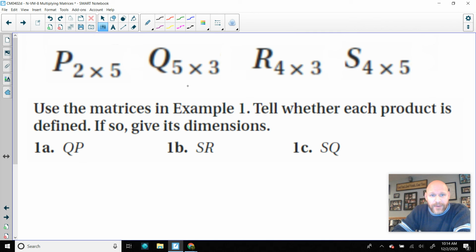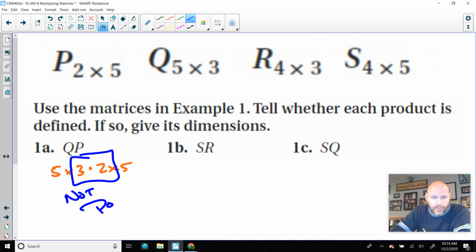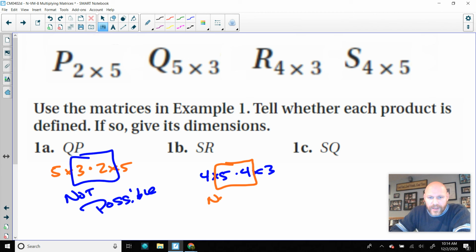If we're doing Q times P, I'm going to start with Q, which is a 5 by 3 matrix. I'm going to multiply P to it, which is a 2 by 5 matrix. The numbers in the middle do not match. Not possible. Perfectly good answer on a quiz. S times R. S is a 4 by 5. R is a 4 by 3. Numbers in the middle do not match. So once again, not possible.